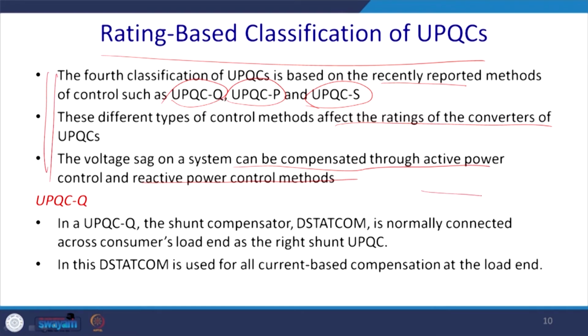So, what happens is you have a voltage, you inject the voltage by 90 degrees, and you get this voltage. But the problem lies in that your current has to be compensated accordingly, and that is a part of the shunt path. So, in the case of the UPQC-Q, we will show you detailed discussions in the next slides. The shunt compensator D-STATCOM is normally connected across the consumer or load end and is the right shunt of the UPQC. This D-STATCOM is used for all current-based compensation at the load end.